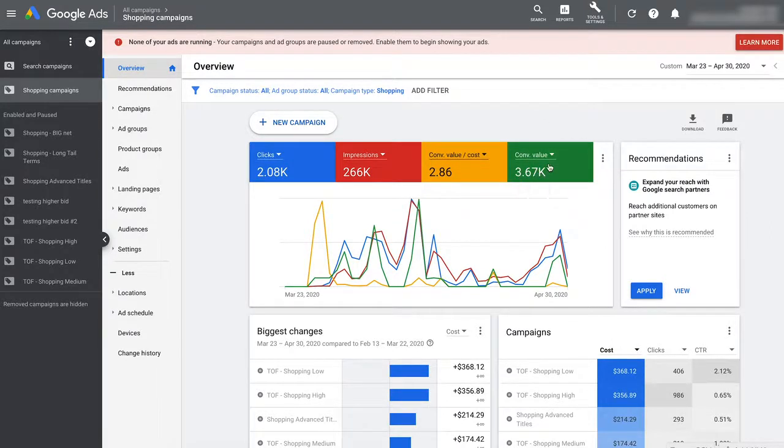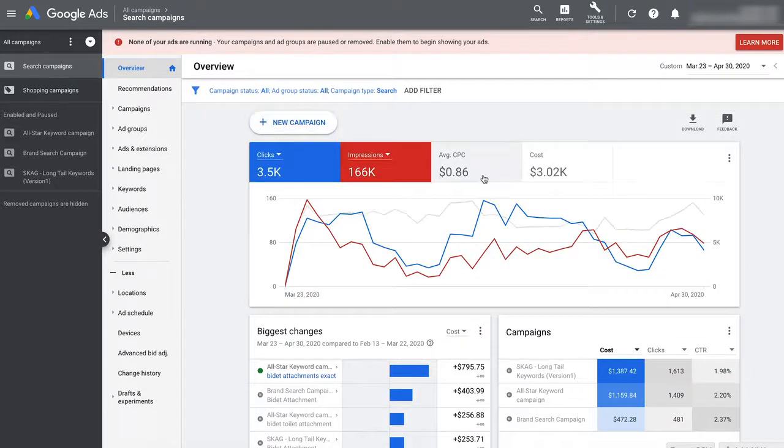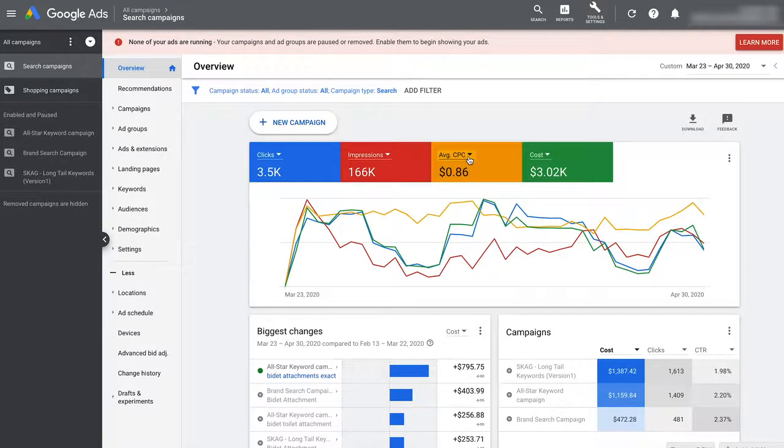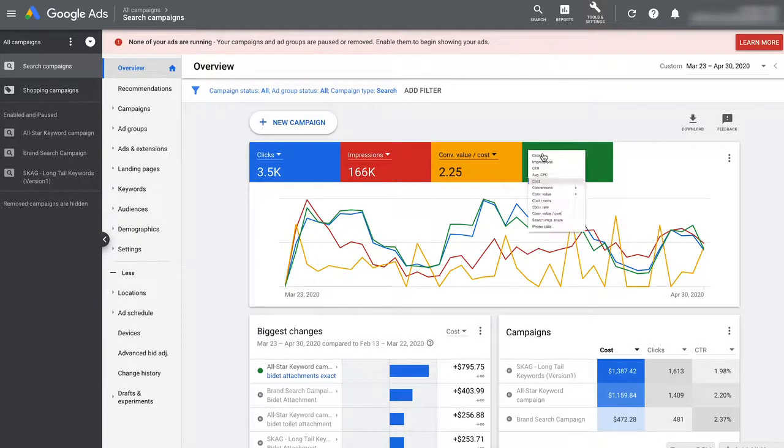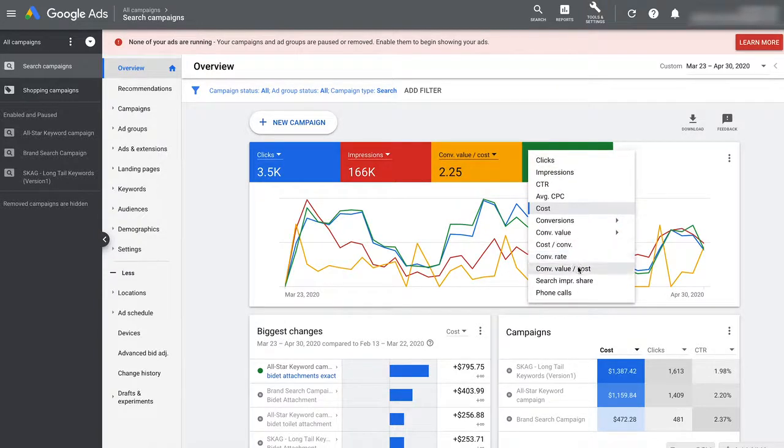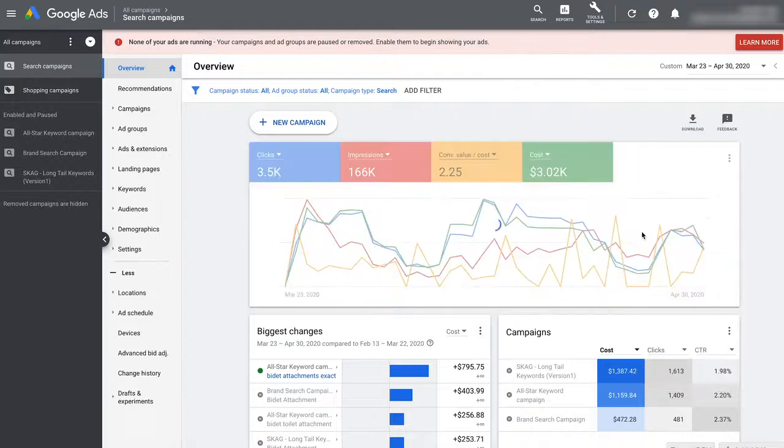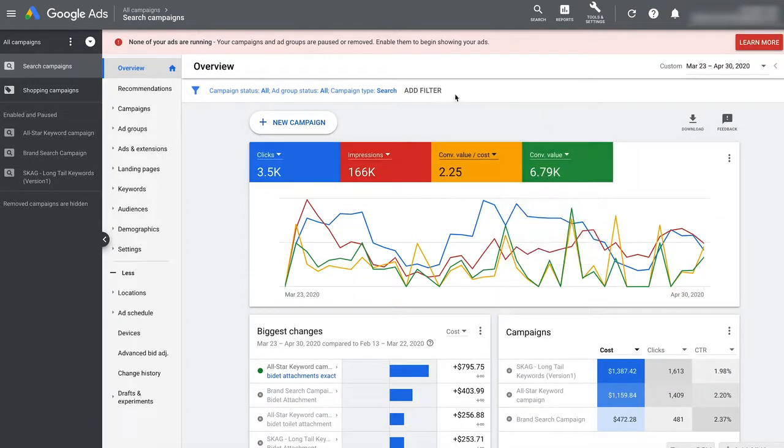That is interesting to me. Your shopping campaign should do a lot better than that. So we're going to deep dive into that, but let's look at the search campaign. So now what we're going to look at is how much conversion value over cost, it's a 2.25, but it looks like this actually brought in a lot of the conversion value. So $6,000. Okay, interesting.